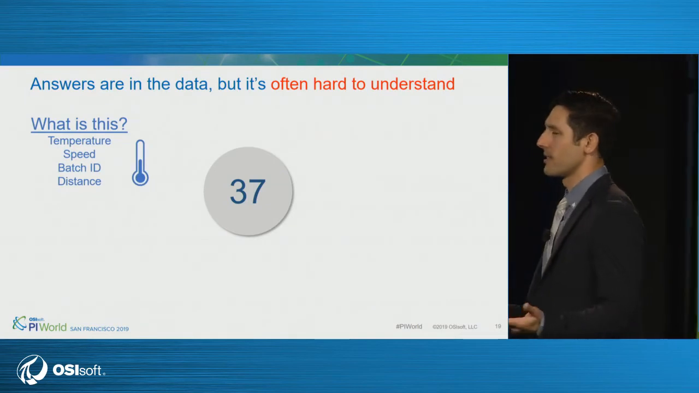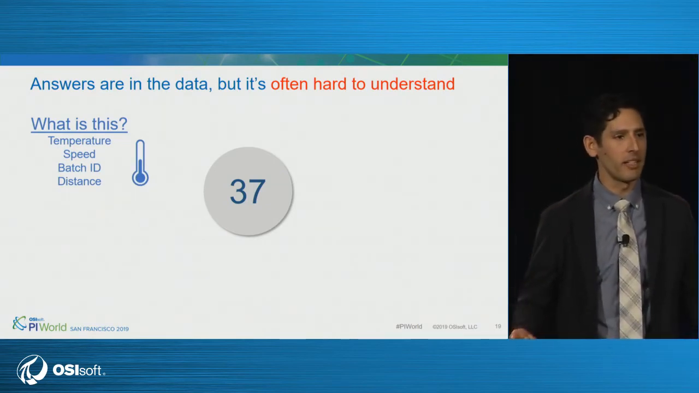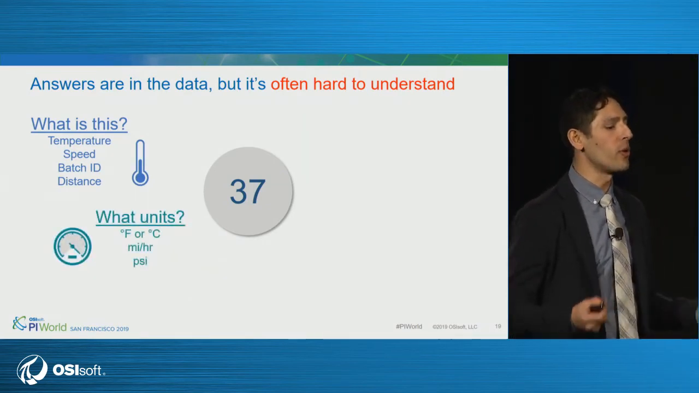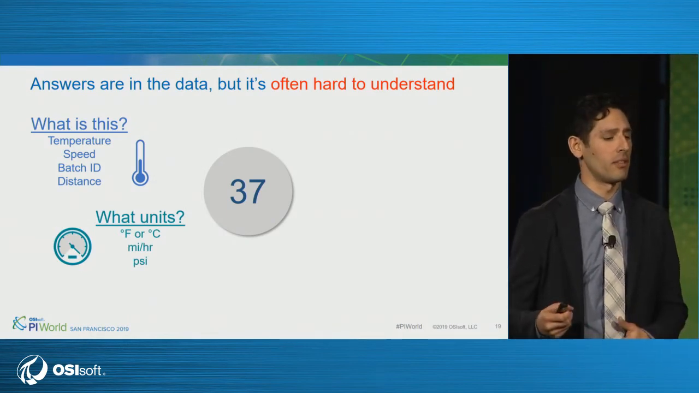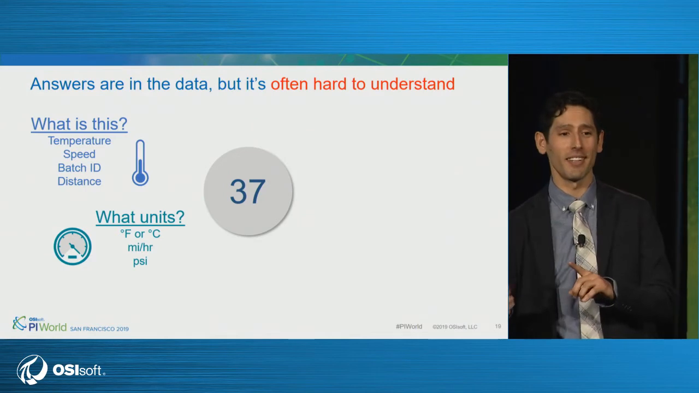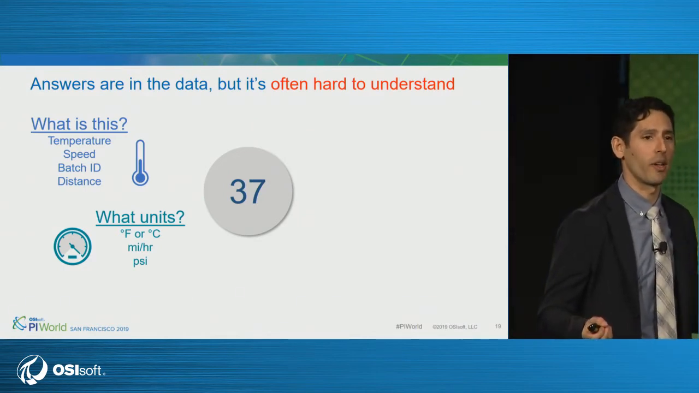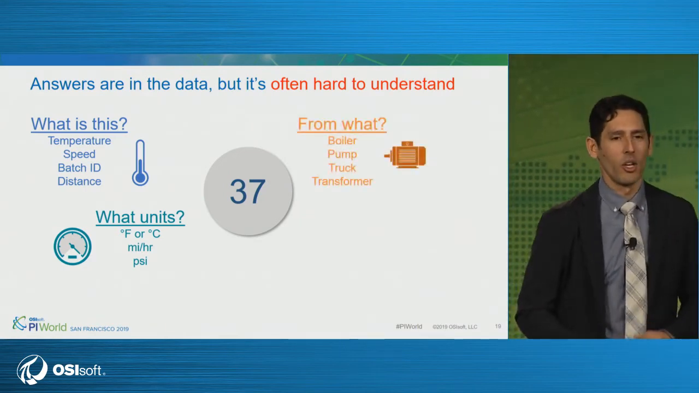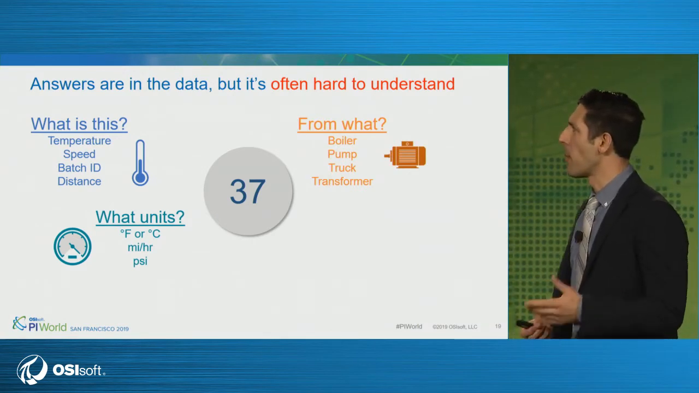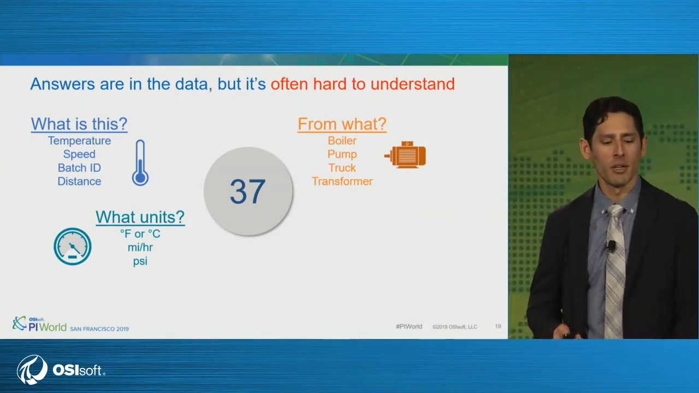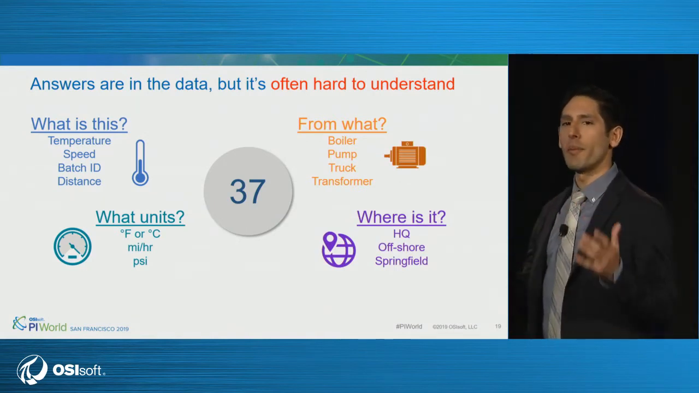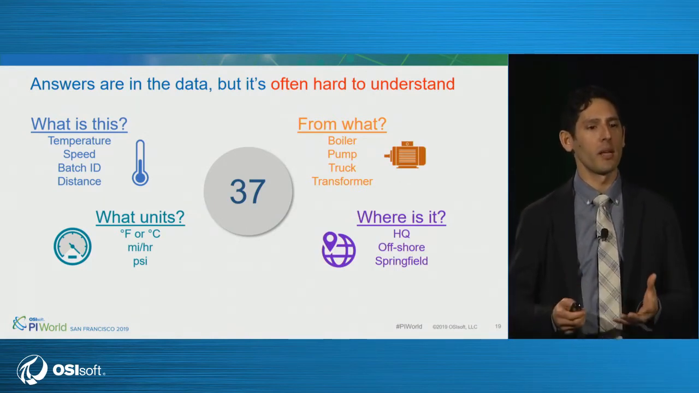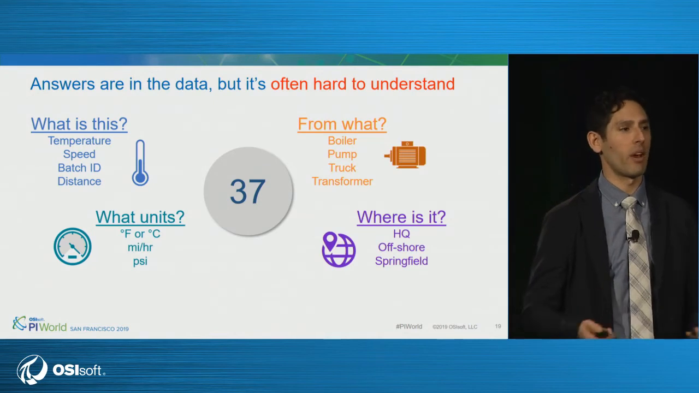You'd want to know, what is this? Is this a temperature? Is this a batch ID? You'd want to know, what are the units? 37 degrees Celsius is a cold day. 37 degrees Celsius would be a really hot day. 37 degrees Fahrenheit would be pretty cold outside. You'd want to know, where's this coming from? Is this coming from a pump? Is this coming from a tank, a transformer? And you'd want to know, where's it located? And this is all the information that we can store in a relational database. And we use a tool called Pi Asset Framework to make this happen.